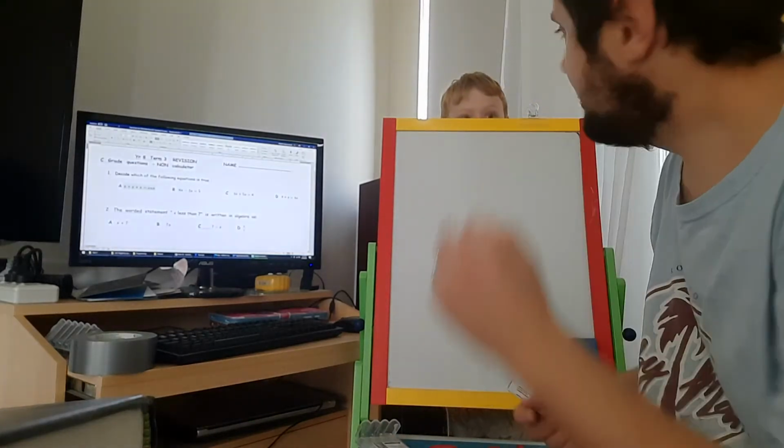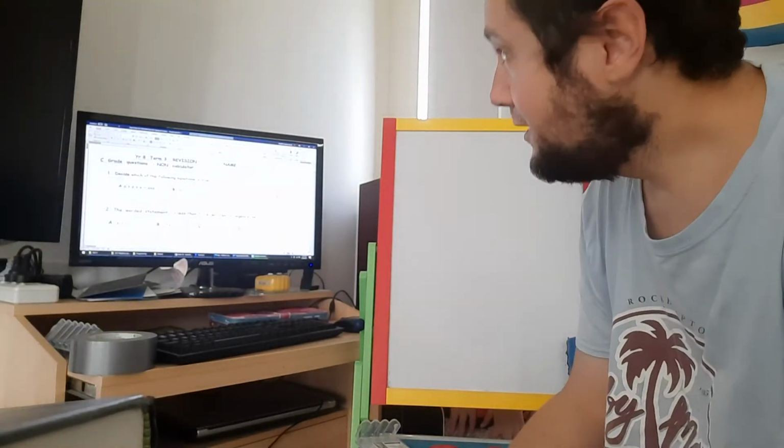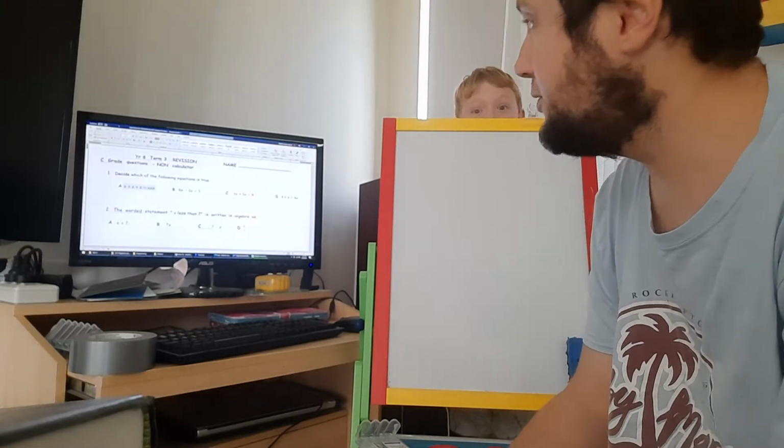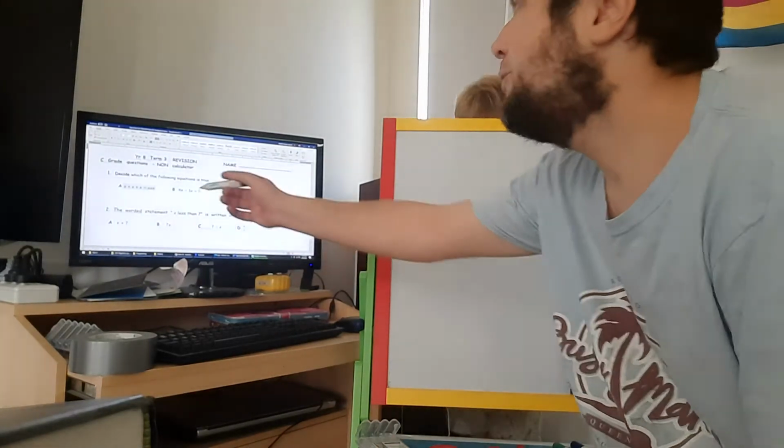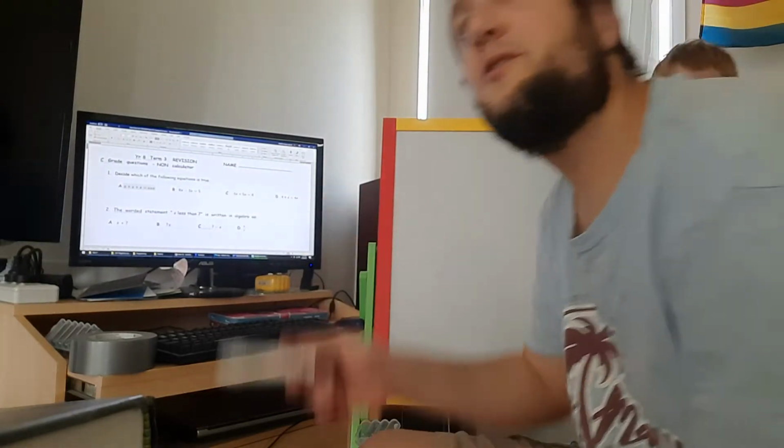Here's Year 8 Algebra revision. So, let's start at question 1. Firstly, decide which of the following is true. Which one of them? Do I have any votes there?